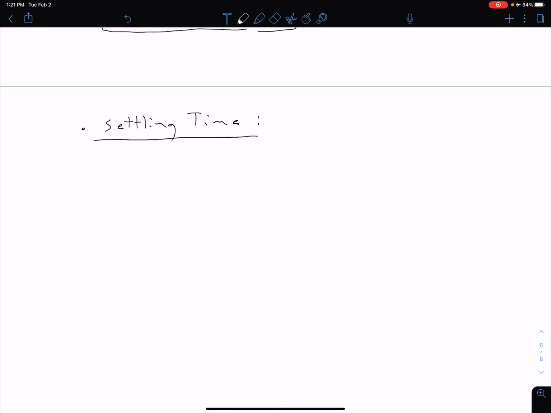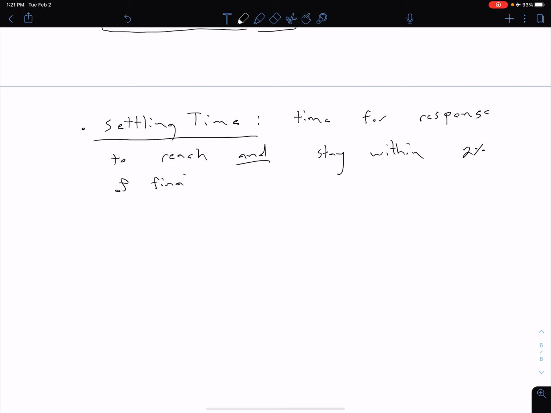And so this is the last one we're going to look at here. This is the settling time: the time for our response to reach and stay within 2% of the final value. And again, this is somewhat arbitrary. You might see 5% settling times or 1% settling times. So choosing 2% is relatively arbitrary, but something that's typically done, which is why we're looking at this first.